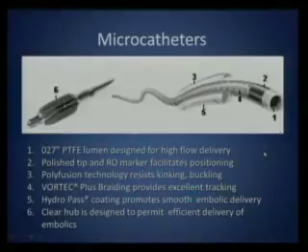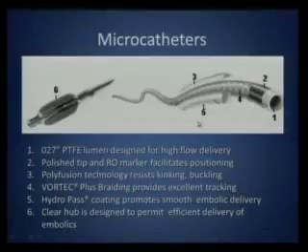Coming to microcatheters, that was all catheters. So microcatheter, basically, a typical design has these different components. One is a 027, which is the lumen size. So this is a high flow lumen, so you can put bigger particles. It has a polished tip and an RO marker to see the position of the catheter.